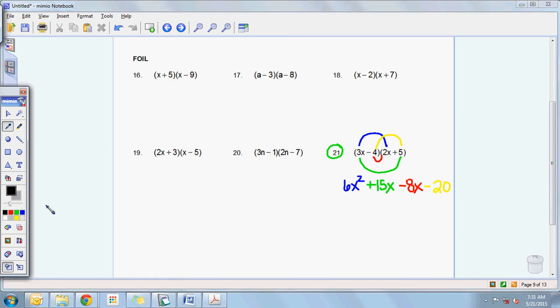So for binomial Bob, you're always going to have like terms after you do FOIL. So I'm going to write my final answer, 6x squared. 15 minus 8 would give me 7, 7x minus 20. And that's binomial Bob for you.